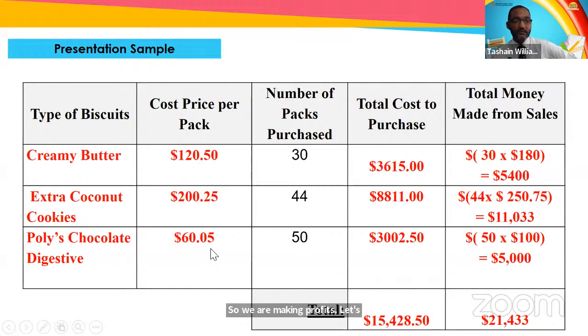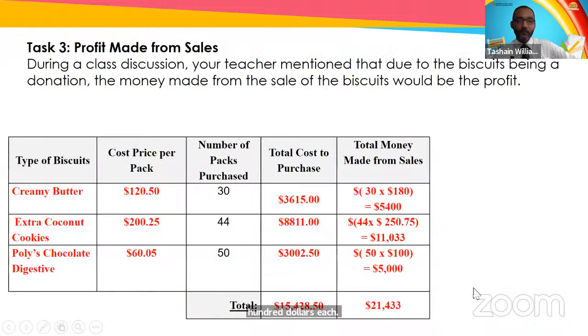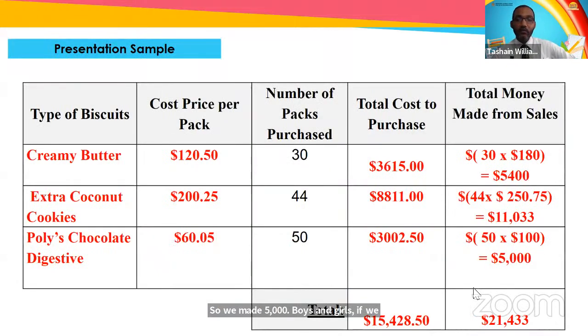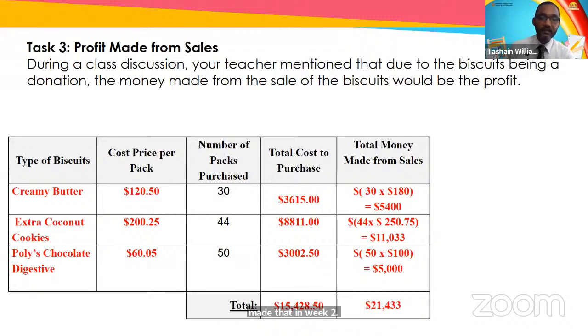So we are making profits. Let's say we chose Poly's Digestive. And we know Poly Digestive, probably people like it because it's cheaper or because it tastes good. You have to decide. So this time we bought 50 again because most people prefer it, so we have to sell a lot. We bought 50 of it, and it cost us $3,002.50. But when we are selling it back, we're selling it for $100 each. So we made 5,000. Boys and girls, if we made 5,000, in week two after selling the biscuits, we are going to make a total of $21,433. All right. So if you made that in week two, we need to find out how much money we made as profit from where we started. Because remember, we spent all of the money.